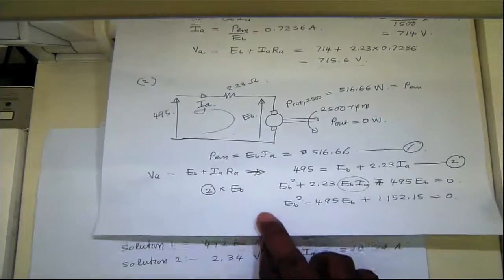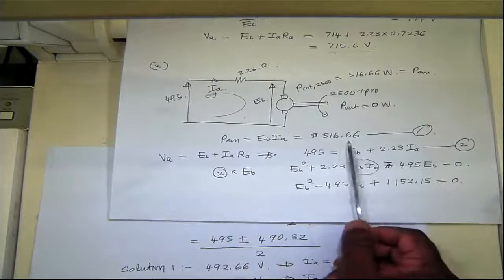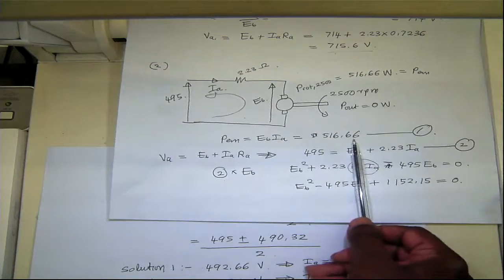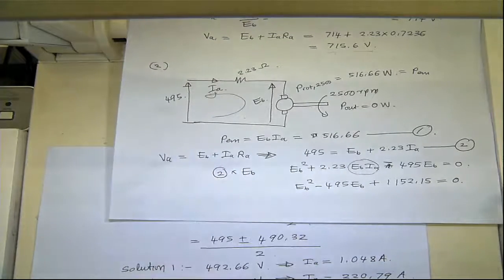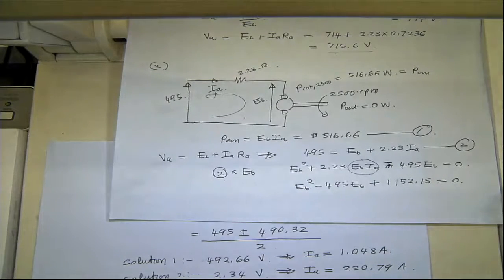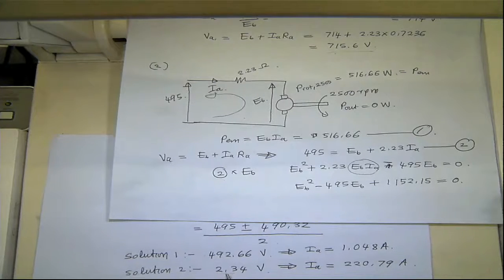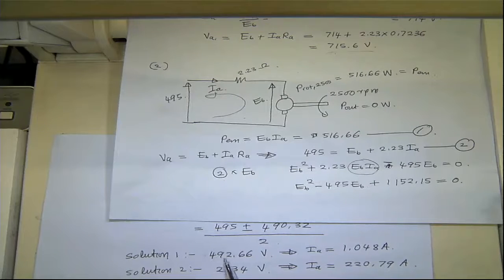But we are changing it such that we achieve this much electromechanical power, and the voltage remains at 495. So you can run it at that condition. We can change EB through the excitation field such that the voltage is 2.35, or we can have the field current such that the voltage is 492.66. But if you have this voltage, the current is going to be this. If you have this voltage, the current is going to be this. So this is very high compared with the rated condition. So solution 2 is not the practical one.